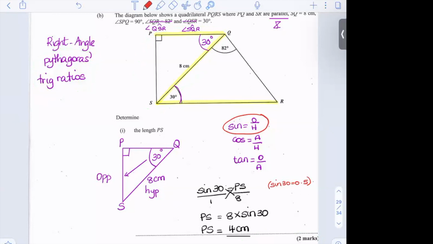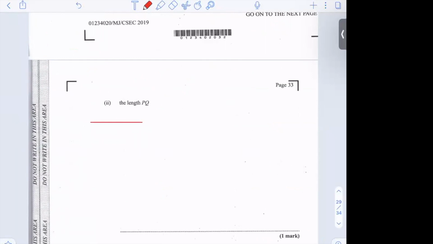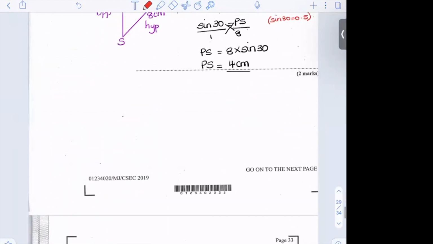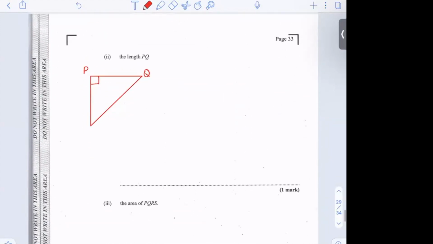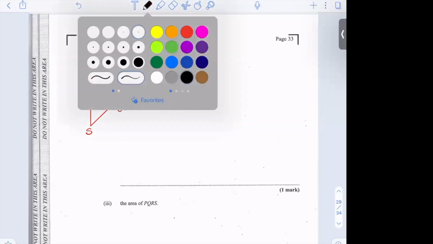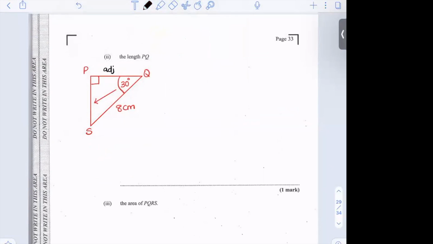Is anyone still writing? No, miss. We want to find PQ. So let us draw the triangle again. We draw the triangle PQS, 8 cm, 30 degrees. So I do not have the opposite but I have the adjacent and the hypotenuse.